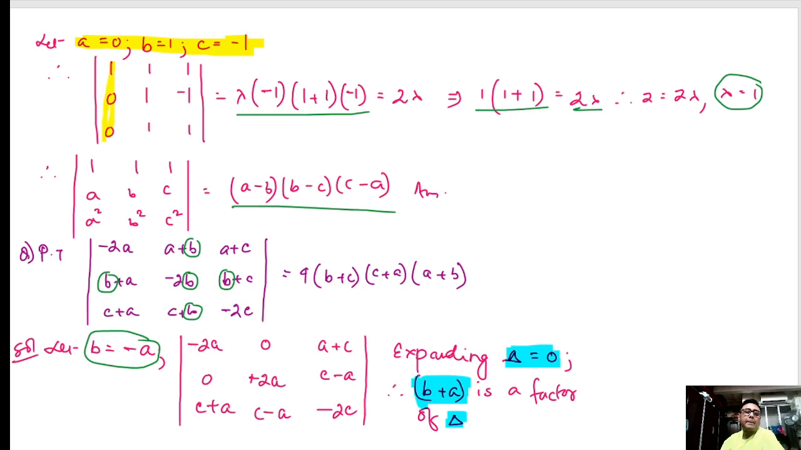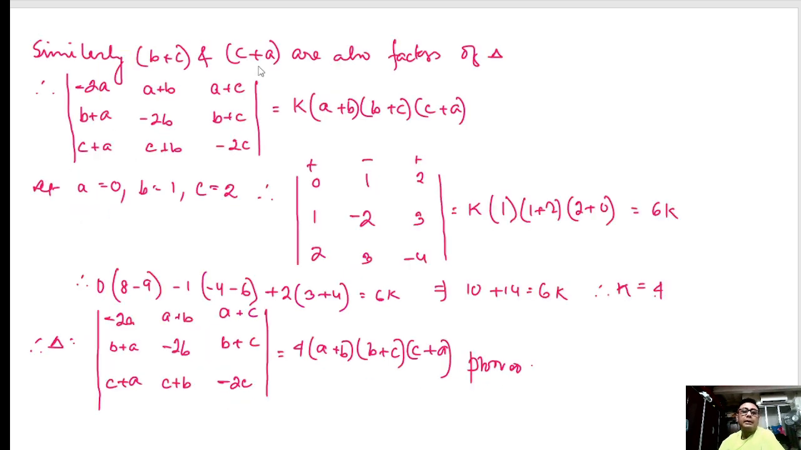Similarly, we can show that B plus C is also a factor. Same way, C plus A are also factors of the determinant. So we can write the determinant like this.